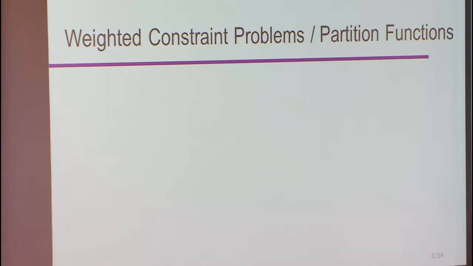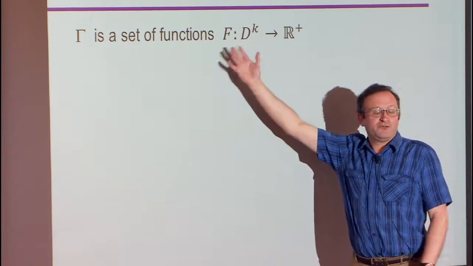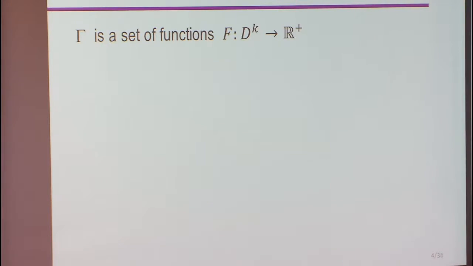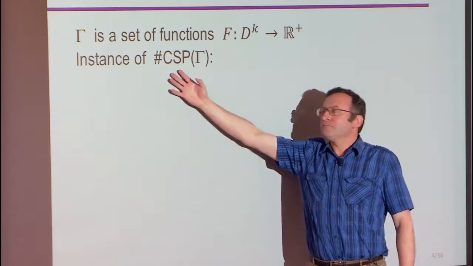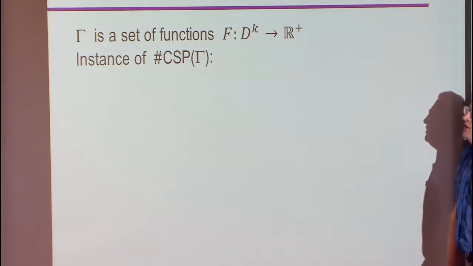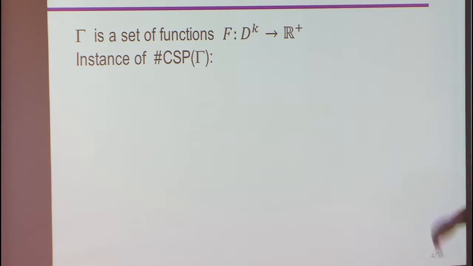We are talking about weighted constraint problems, which is the same thing as partition functions. They will be parameterized by constraint languages. So what is a constraint language? Here, a constraint language will be just any set of functions of the type we talked about. Then there is the problem of computing the partition function, or counting CSP over this language, this number #CSP(Γ).